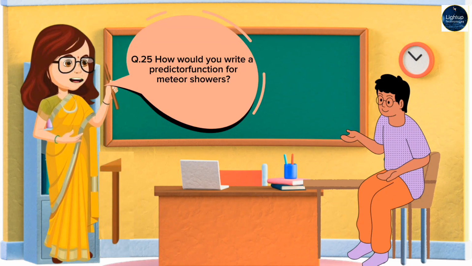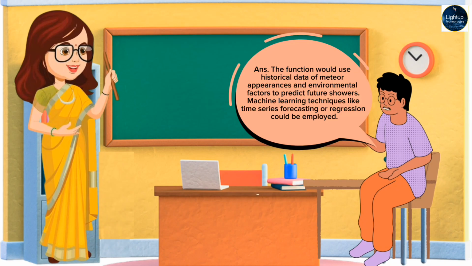How would you write a predictor function for meteor showers? The function would use historical data of meteor appearances and environmental factors to predict future showers. Machine learning techniques like time series forecasting or regression could be employed.